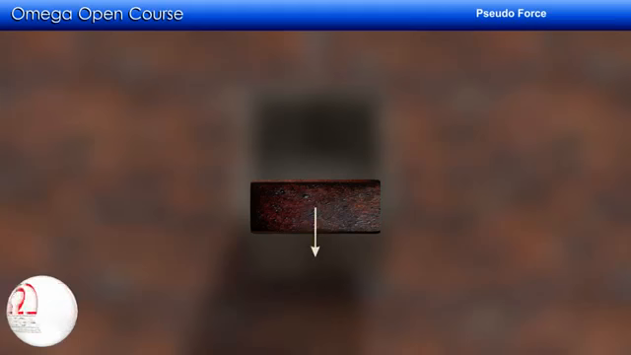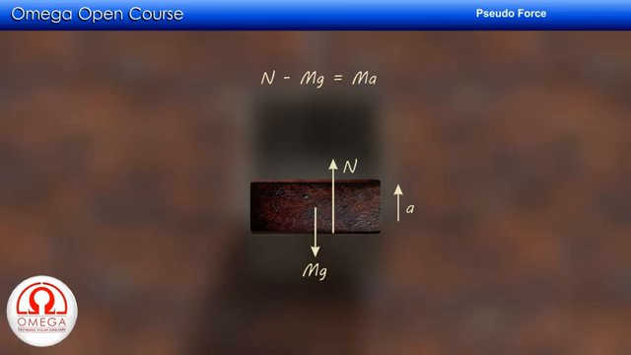If we draw the free body diagram of the block, the gravitational force of mg acts in the vertically downward direction. Normal contact force from the box acts in the vertically upward direction. In our frame, the block is accelerating with acceleration a, so the net force in the upward direction must be equal to m times a. Thus, N minus mg must be equal to ma. Solving this equation, we can find the value of N.